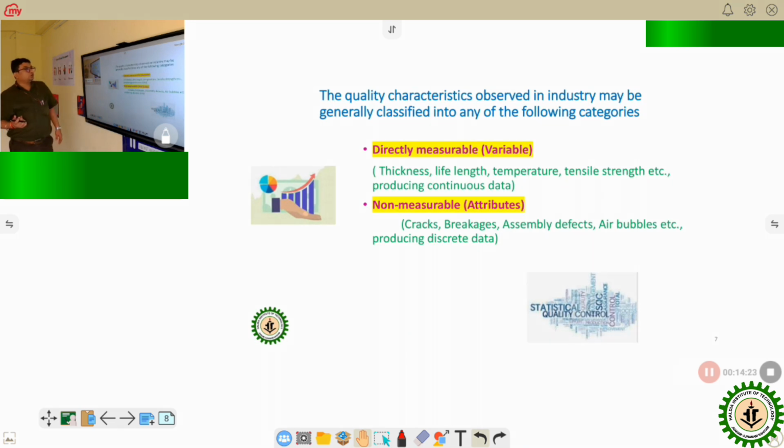While doing so, we will be applying two kinds of variables. One is directly measurable, the other is non-directly measurable. Under directly measurable, for example thickness, we can measure directly with the help of a scale. Then life length, temperature, tensile strength, and production data we can see continuously. But some things we cannot measure directly, such as when we are working with a process and suddenly get cracks.